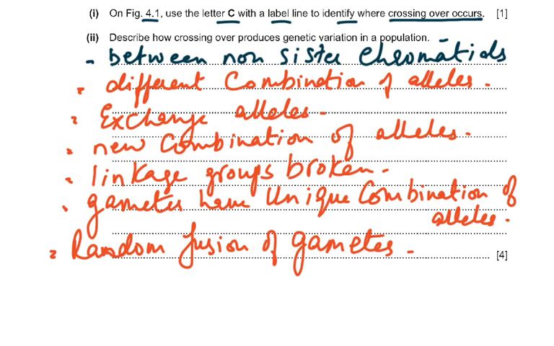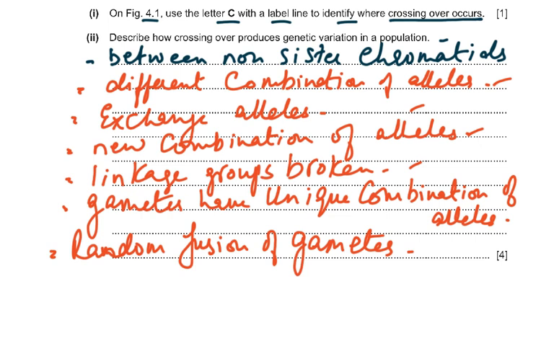If I was in your place, I would have just learned and memorized these, because if they come in any paper, you're going to just write all this. There's nothing new that you have to write. So: between non-sister chromatids, different combination of alleles, exchange alleles, new combination of alleles, linkage groups broken. If you don't understand any of this, just put it in a Google search and you can figure it out. If you don't understand what linkage groups broken means.